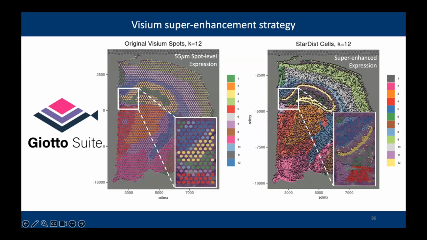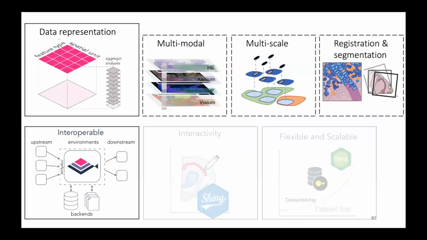So in a very simple way, we can super enhance our Visium data sets using this type of technology based on everything that we've implemented in the Giotto Suite framework. And this allows us to build on top of that and make it even a lot better, including some of the morphology data and so on. All right. So that was the interoperability part.